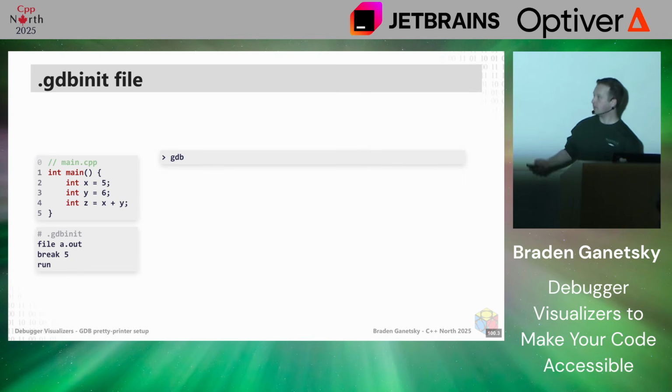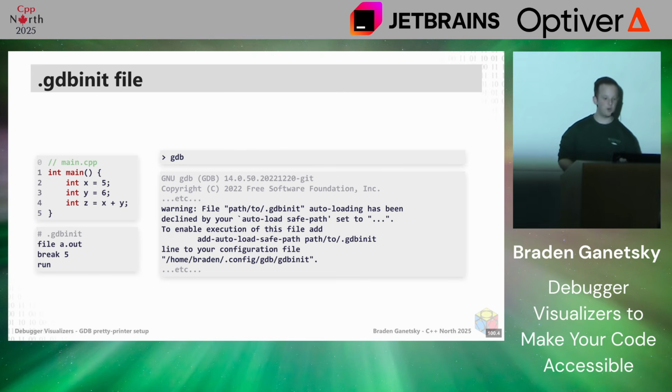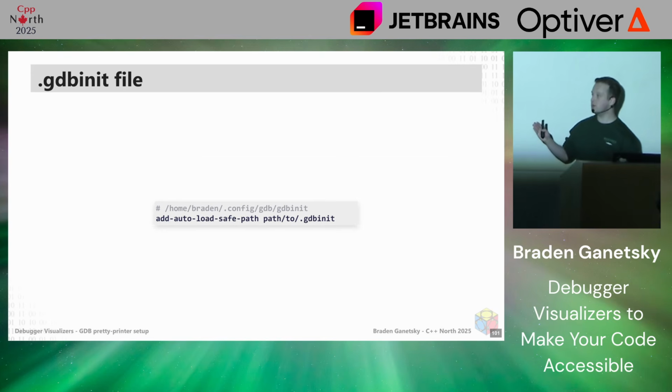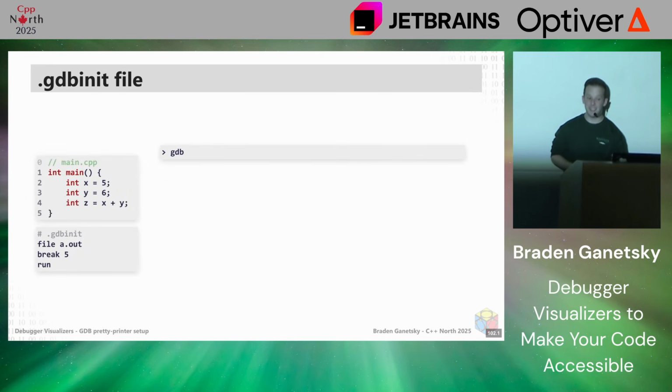So I run GDB, and it has an error. Okay, so actually this didn't work. Auto-loading has been declined by your auto-load safe path. Anyway, it tells you exactly what to do. If you read these instructions, it's a lot of text here, but it will tell you to go to this file, /home/Braden, I don't know why any of you have a Braden directory, but that's okay, /.config/gdb/gdbinit. That is the name of the file. Note there's no dot before gdbinit. And then all I have to do is add auto-load safe-path to wherever my gdbinit file is. And now it should work.